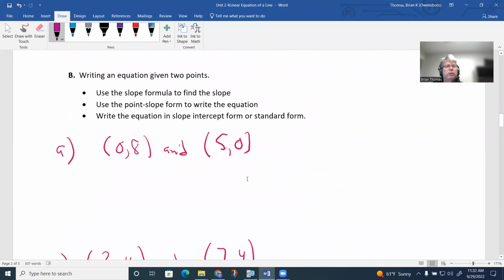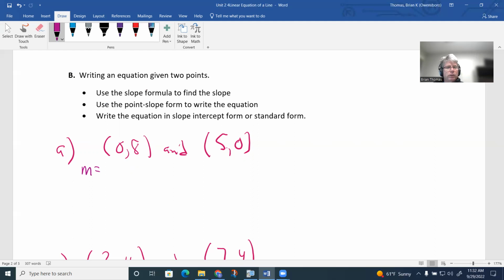Another thing we may be doing is we may be asked to write an equation if we're given 2 points. If we're given 2 points, this would be the strategy. First off, we're going to use the slope formula to find the slope. So let's do that to start with. If I have the points (0,8) and (5,0), we can use those numbers to find the slope.